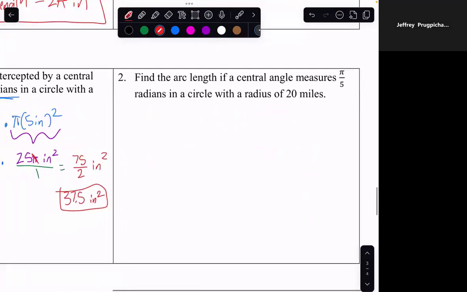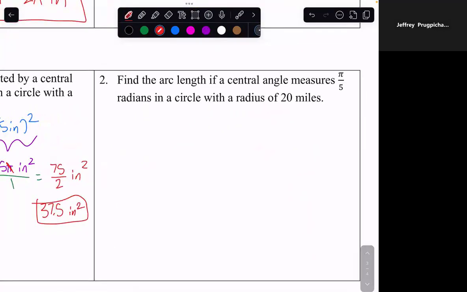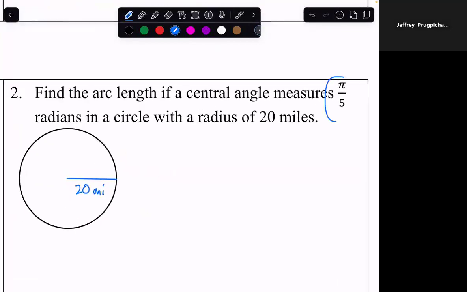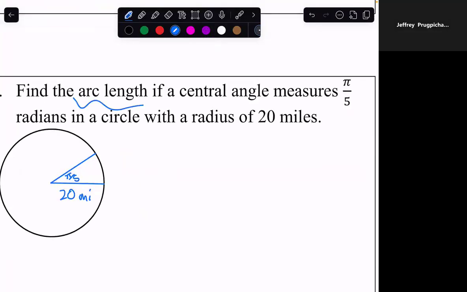And then over here, find the arc length if a central angle measures pi over 5 radians, radius 20 miles. That's very large, so it always helps to draw a picture. The radius is 20 miles, and then pi over 5 radians, you might not know exactly how big that is, but I'll just draw it like this. This time we're finding arc length.